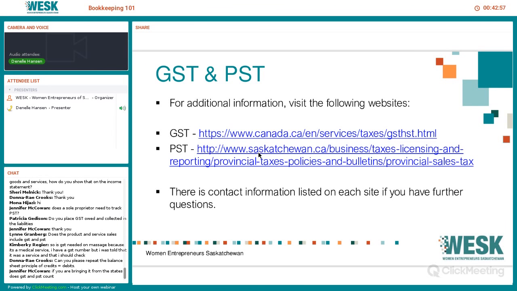Okay, so there are some services and some products that you don't have to collect GST or PST on. So these two websites here, if you go to them, it's fairly easy to follow through. They have all the different reports on there. So you pick your category, like medical or massage, and then it tells you what you do or don't have to collect GST and PST on.